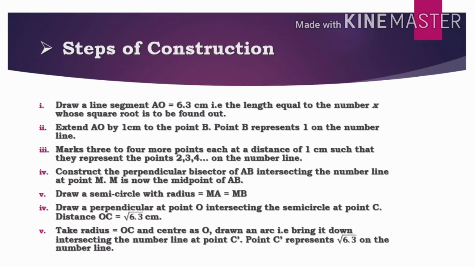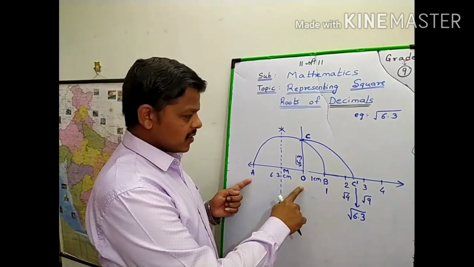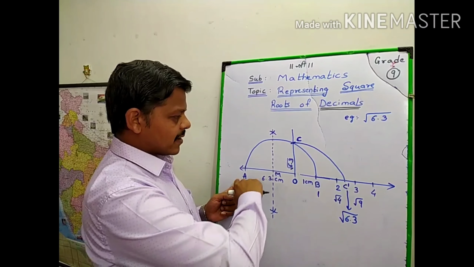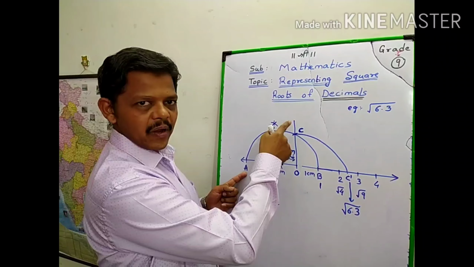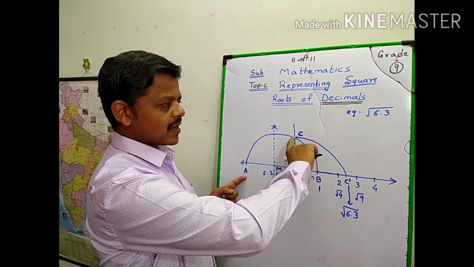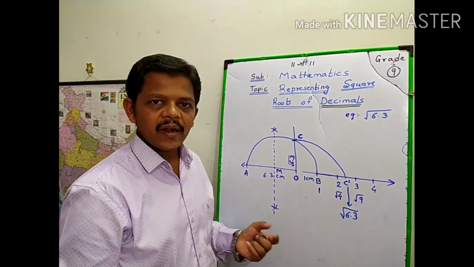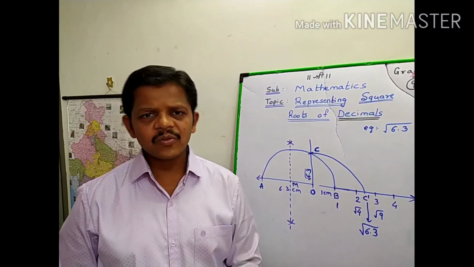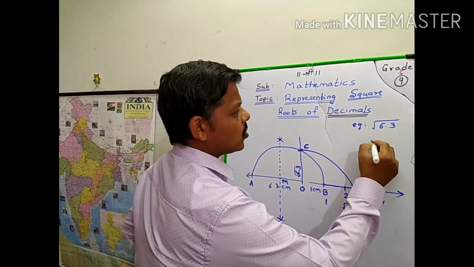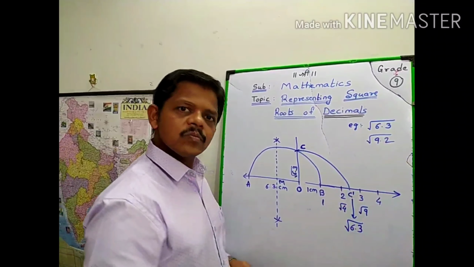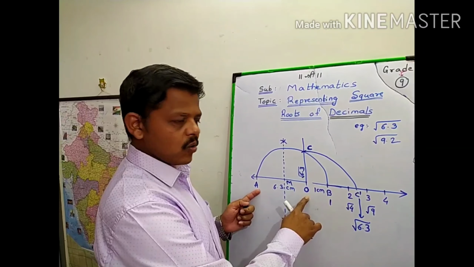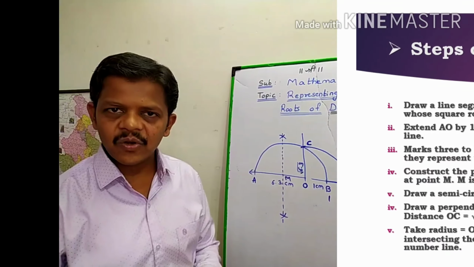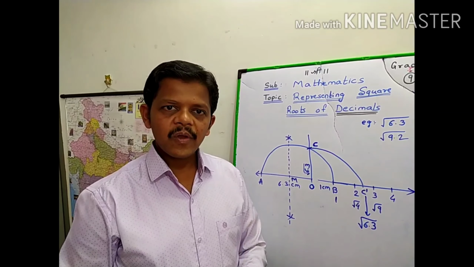So very easy procedure. I am repeating it. We first drew the 6.3. Then we took 1 more centimeter extra. The midpoint, perpendicular bisector. Draw a semicircle. Draw a perpendicular. Wherever it intersects the semicircle, it gives us our required square root of the decimal. So that's all. This is the second type of irrational numbers. So now, if they would have asked us root, say 9.2, same procedure, you would have taken 9.2, 1 centimeter extra, perpendicular bisector, semicircle, perpendicular. That's all. It's a very, very easy process, and I hope you have understood this.